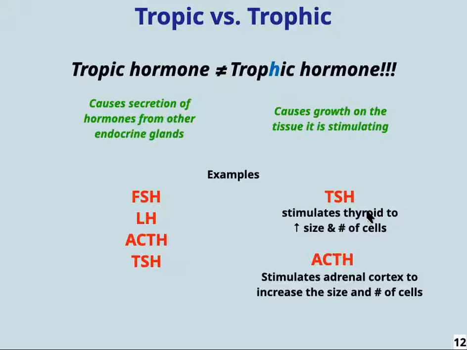So the fact that it triggers thyroid hormone release makes it a tropic hormone. But the fact that it also stimulates the thyroid to increase in size and number of cells makes it also a trophic hormone. So you can actually be tropic as well as trophic at the same time, but being one doesn't equate to being the other. ACTH is yet another example where it's both tropic and trophic.